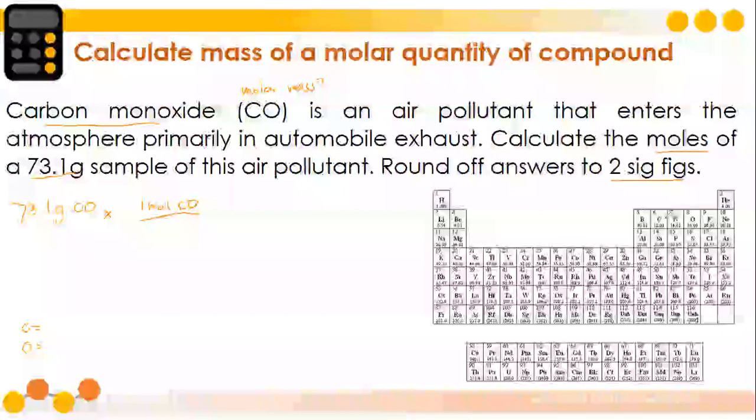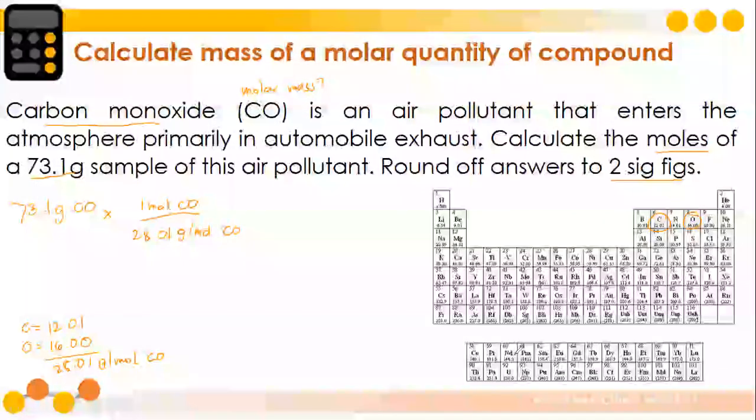Say for example, looking at the periodic table, for carbon we have 12.01. For oxygen, we have 16. Simply add them all together. So we now have 28.01 grams per mole of carbon monoxide. This is now your molar mass. So let's put it in our equation. We have here 28.01 grams per mole of carbon monoxide. And then you have to cancel out terms. Let's cancel out grams per mole of carbon monoxide.